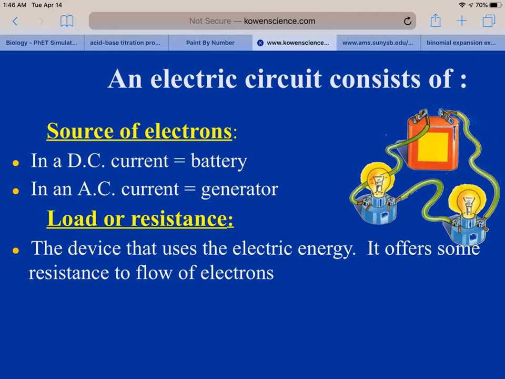So an electric current needs components. It will need a source of the electrons. In a DC current, this will be a battery. In an AC current, this would be a generator. The circuit will also need a load or a resistance. This is going to be the device that uses the electrical energy. It's what offers some resistance to the flow of electrons.